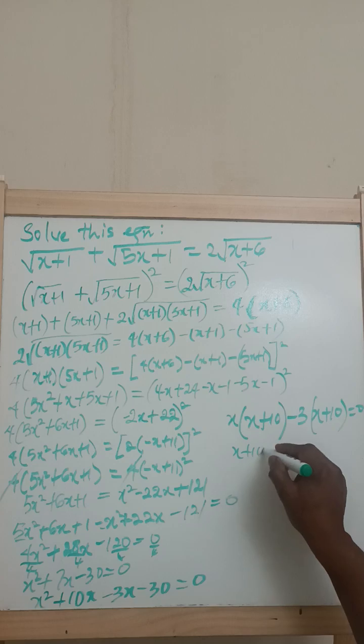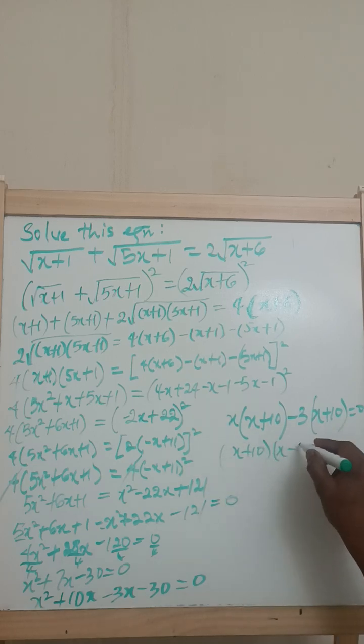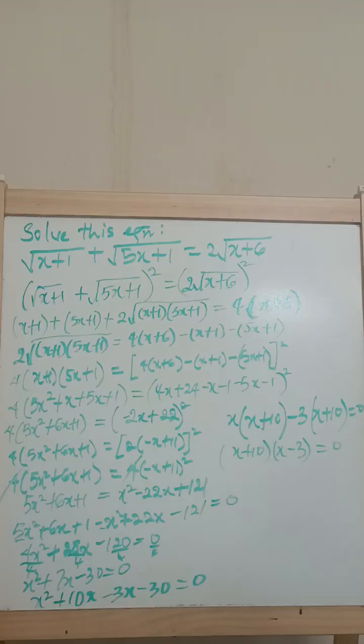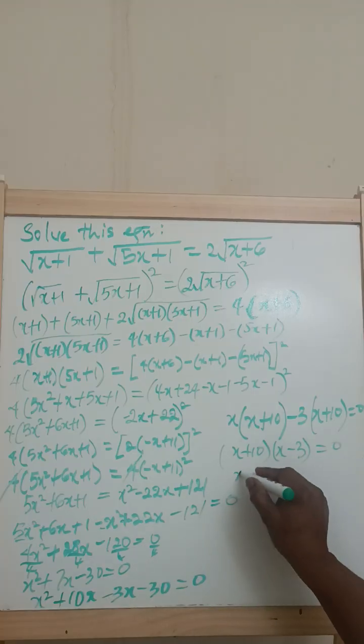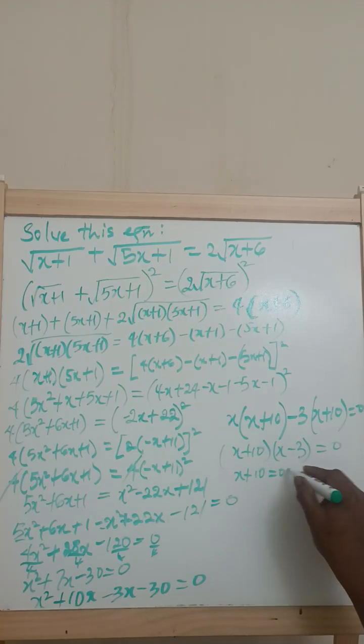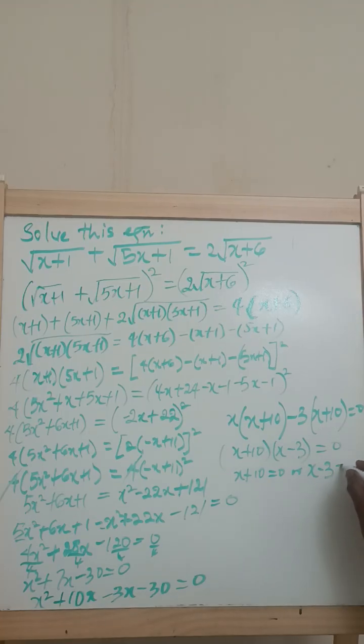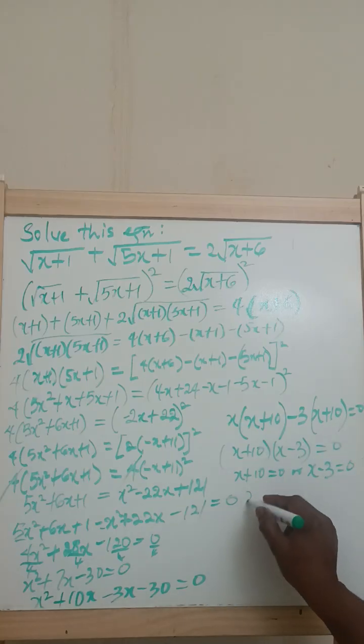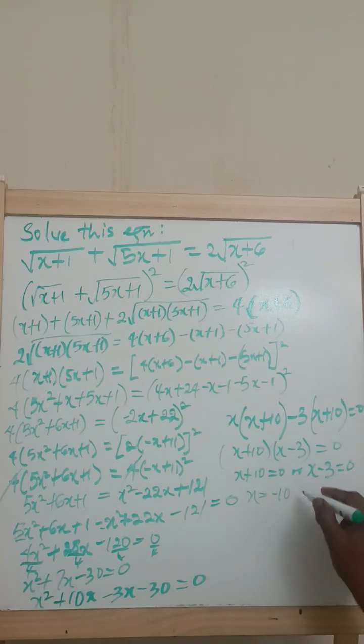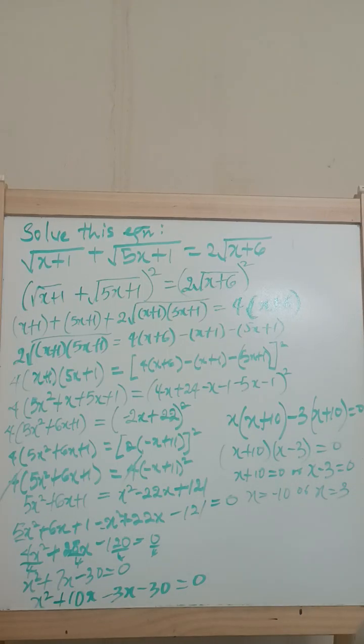So x plus 10, and this is x minus 3, equals 0. So x plus 10 equals 0, or x minus 3 equals 0. So this is now going to be x equals minus 10, or x equals 3. So these are the two values of x: minus 10 and 3. Those are the values of x that we have obtained.